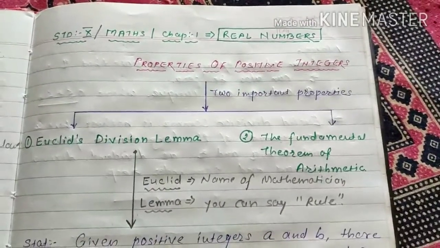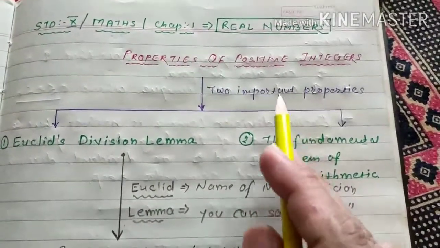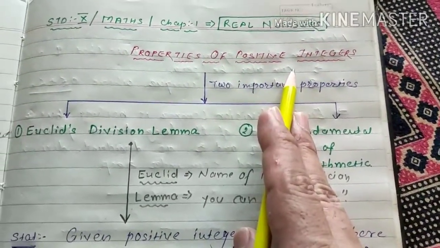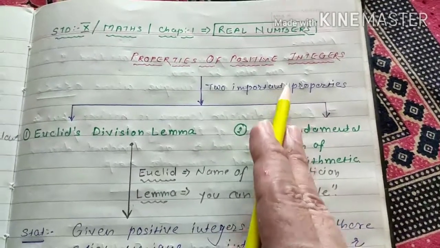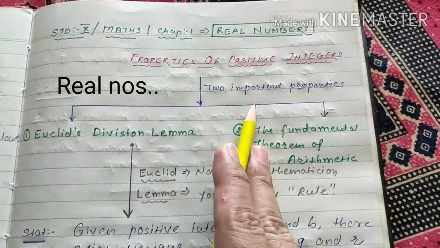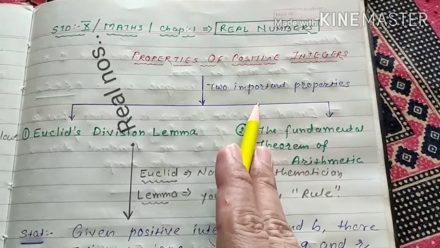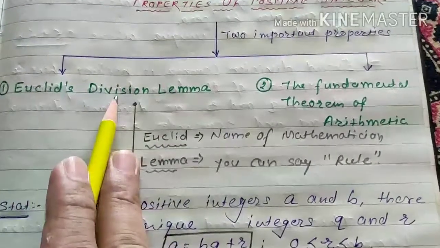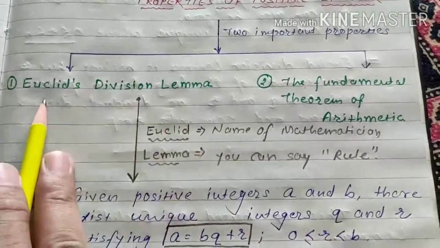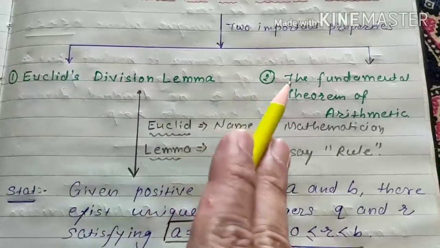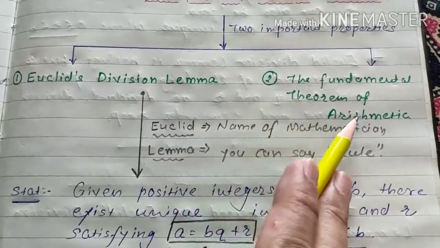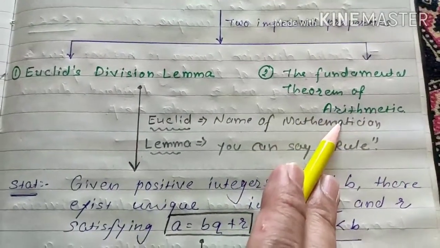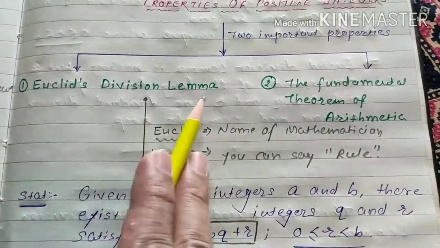So real numbers. First we deal with the properties of positive integers. Now we are familiar with the integers, so we just go with the properties of positive integers. There are two important properties in our standard 10. First is called Euclid's division lemma, and the second is the fundamental theorem of arithmetic. So first we learn Euclid's division lemma.